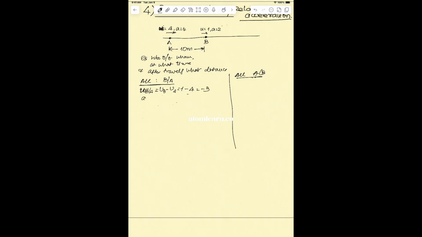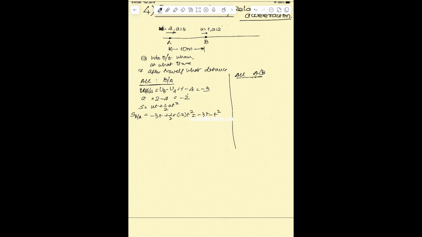Similarly, acceleration of B relative to A is acceleration of B, 2, minus acceleration of A, 4, therefore equal to minus 2. Then we apply the formula S equal to ut plus half at squared, because we are asked to find the time at which somebody will overtake somebody else. So we get minus 3t plus half into minus 2 into t squared, which is minus 3t minus t squared. This should be the displacement of B relative to A.